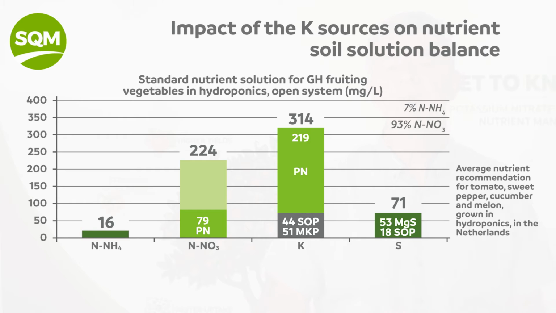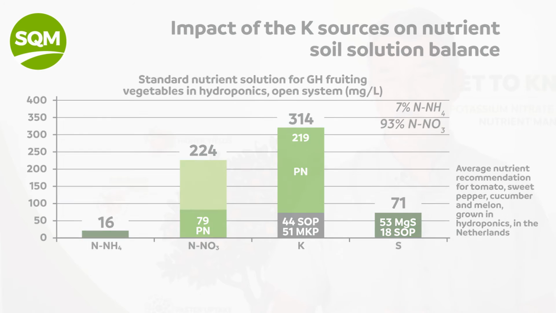Now, if you apply potassium nitrate, you can easily get that correct balance of the nitrate and the potassium. And you will see that the nitrate to ammonium ratio is 93% nitrate and 7% ammonium. This is ideal for a hydroponic situation. In the soils, it's slightly more forgiving. You would go for perhaps 75% nitrate and 25% ammonium in the soil solution. Ammonium is not necessary as a plant nutrient. It is used in hydroponics purely as a pH regulator.